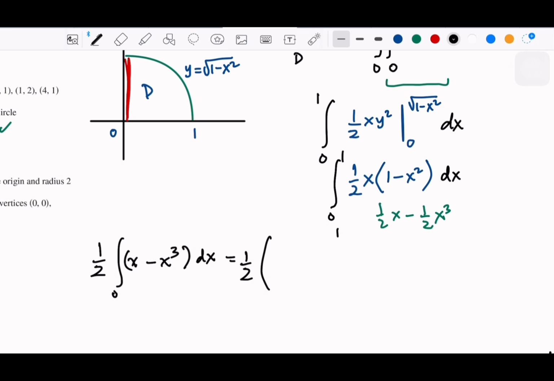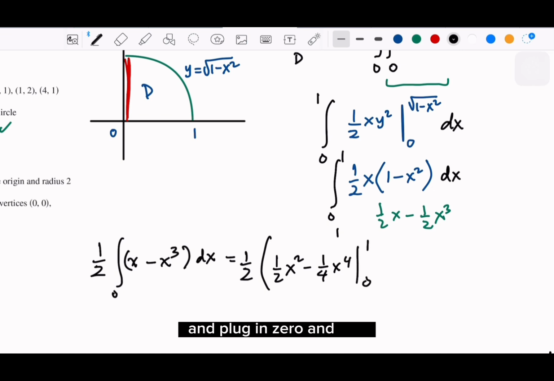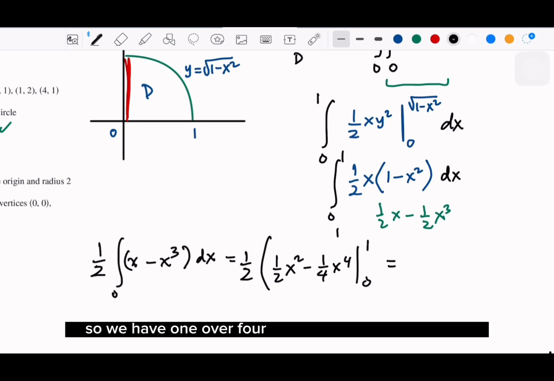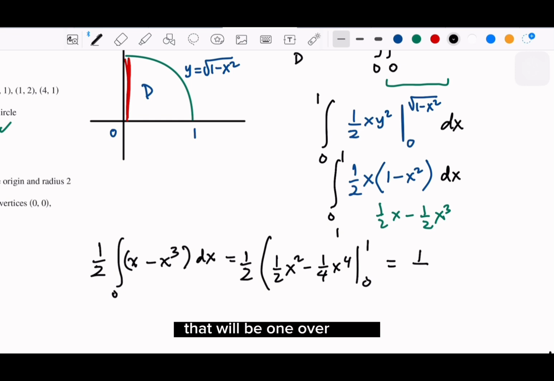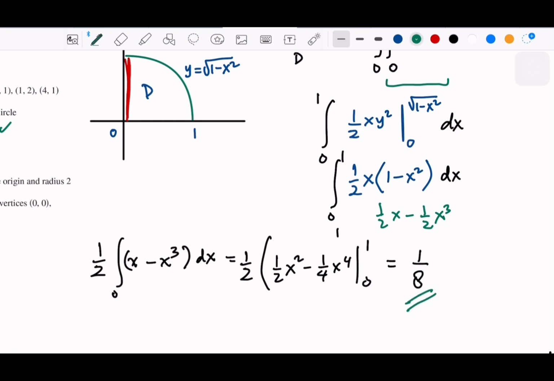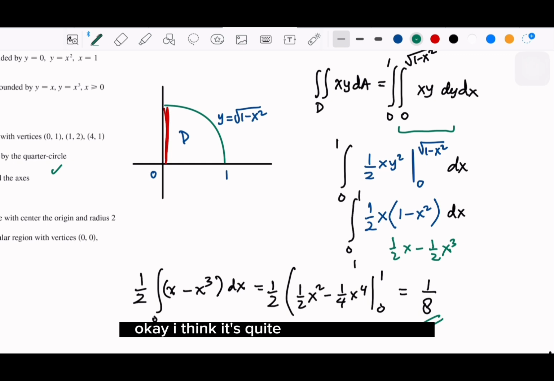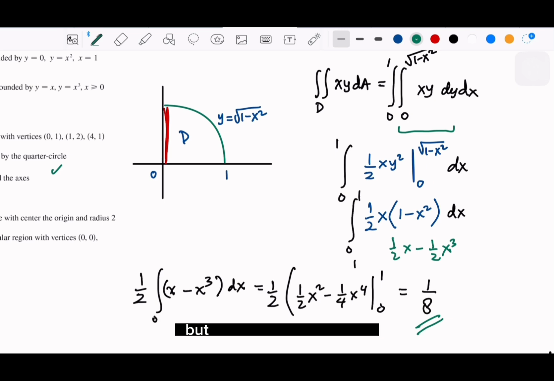So half, and plug in 0 and 1. So we have 1 over 4, right? And then 1 over 2. So it will be 1 over 8. Okay, I think it's not really that long because the computation is easy numbers. Later you will know that this can also be converted into polar, and we could take the polar integration as well, but that will be next week.